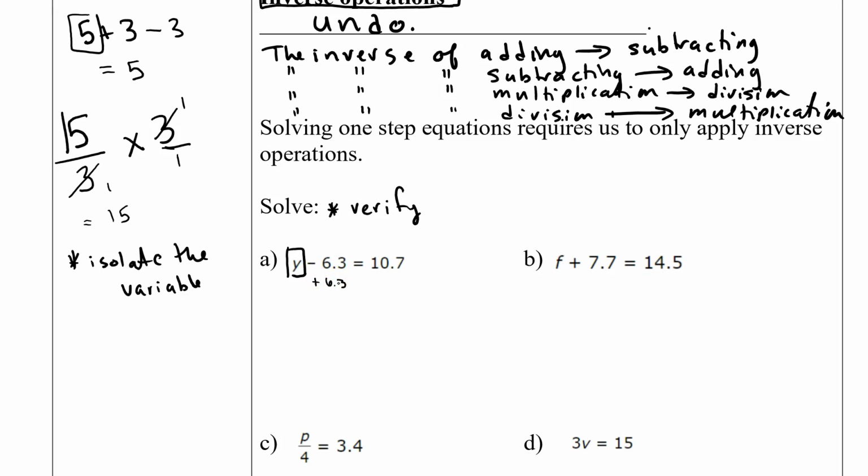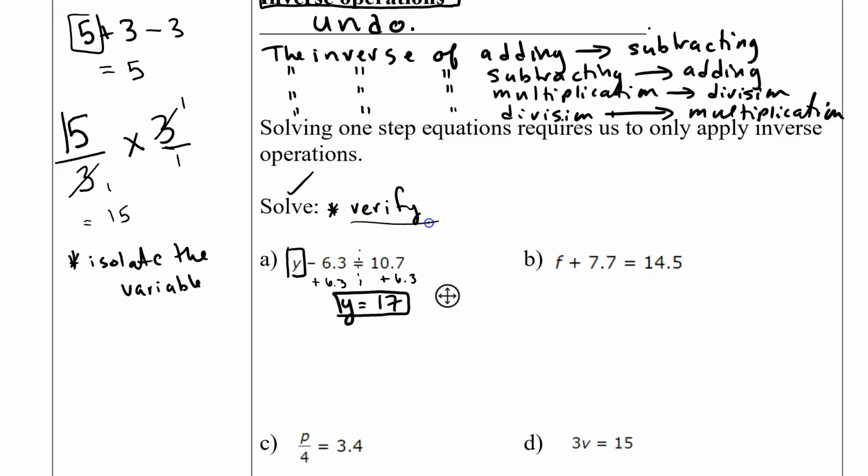But equations are like balancing acts. What we do to one side of the equation, we must do to the other. So if I were to put my little dotted line here, I know that on this side I need to add 6.3 to get y by itself. But on this side I need to also put 6.3. Otherwise it's not equivalent. So y minus 6.3 plus 6.3 is simply y. And 10.7 plus 6.3 is 17. So we've solved it. Fabulous. And I'm going to put a box around my answer.